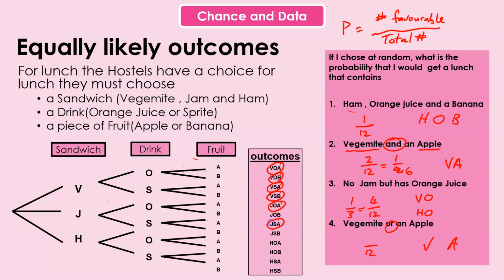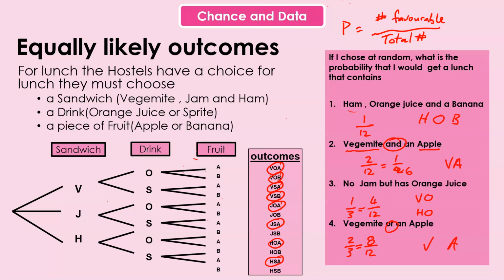And we've got JSA, HOA, and HSA. So counting those up, we've got 1, 2, 3, 4, 5, 6, 7, 8. So 8 out of 12 is the probability that you'd get a lunch with Vegemite or an apple. So simplifying that, we end up with 2 over 3.